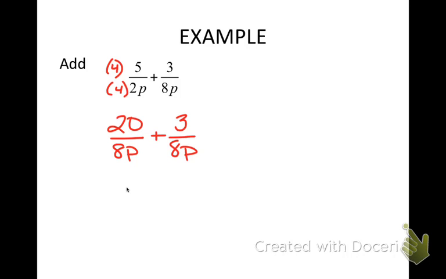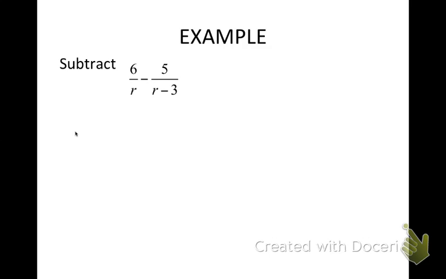So what's going to be my final result? When I add them, 23 over 8p. Can we simplify the 23 over 8 at all? No. If it was 24, then we could simplify that, but we can't simplify 23 over 8. Okay? So that one was pretty easy.